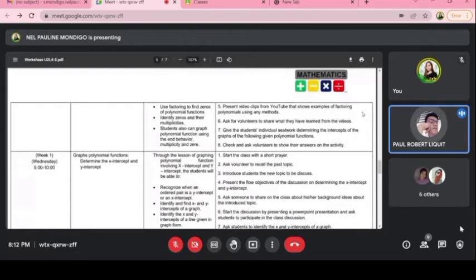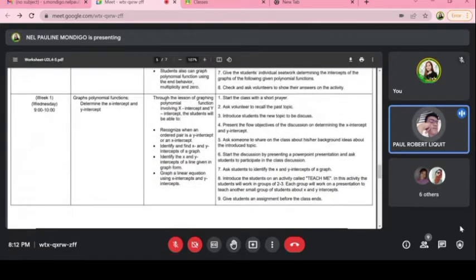The next learning competency is graph polynomial function determining the x-intercept and y-intercept, and its learning outcomes are, through the lesson of graphing polynomial x-intercept and y-intercept, the students will be able to first recognize when an ordered pair is a y-intercept or an x-intercept. Next, identify and find x and y-intercepts of the graph.